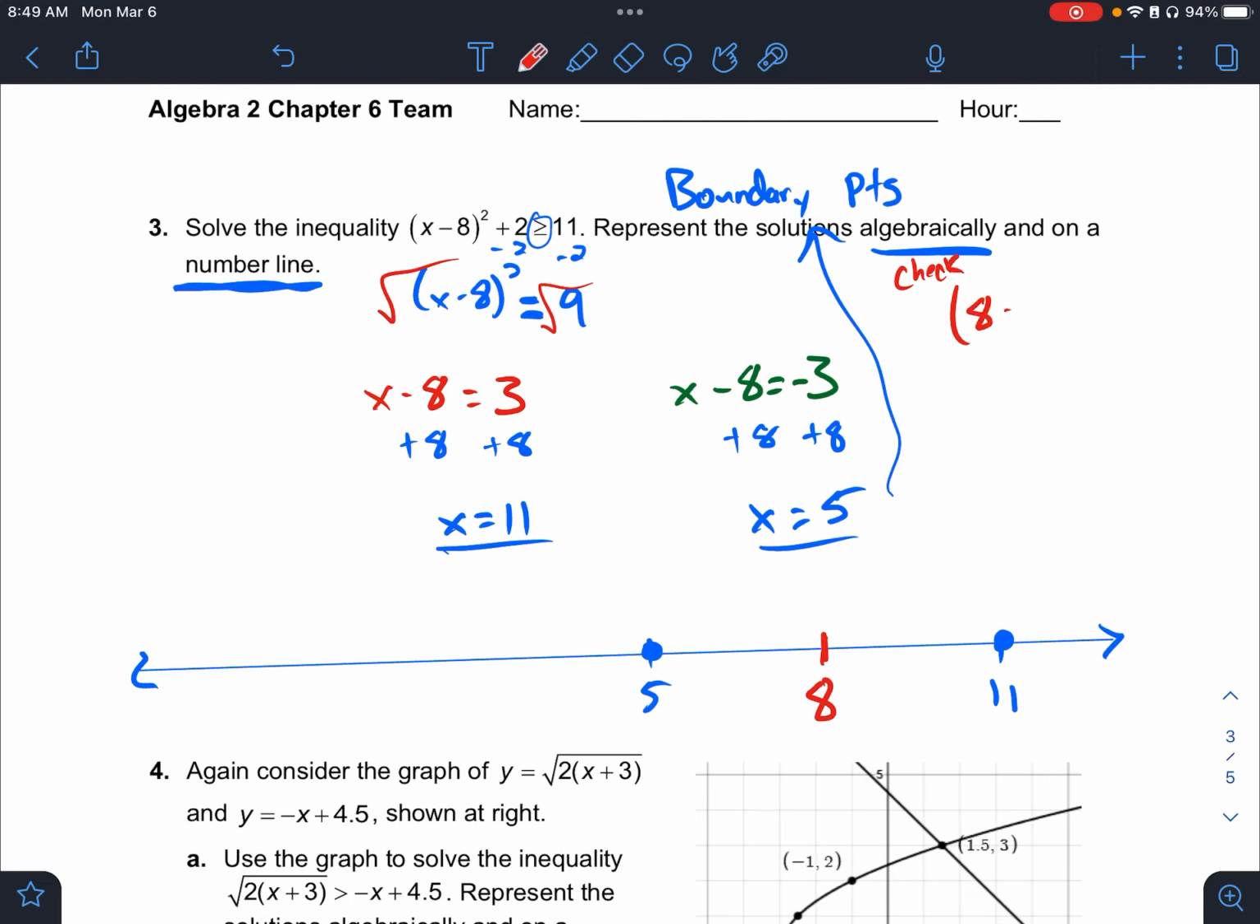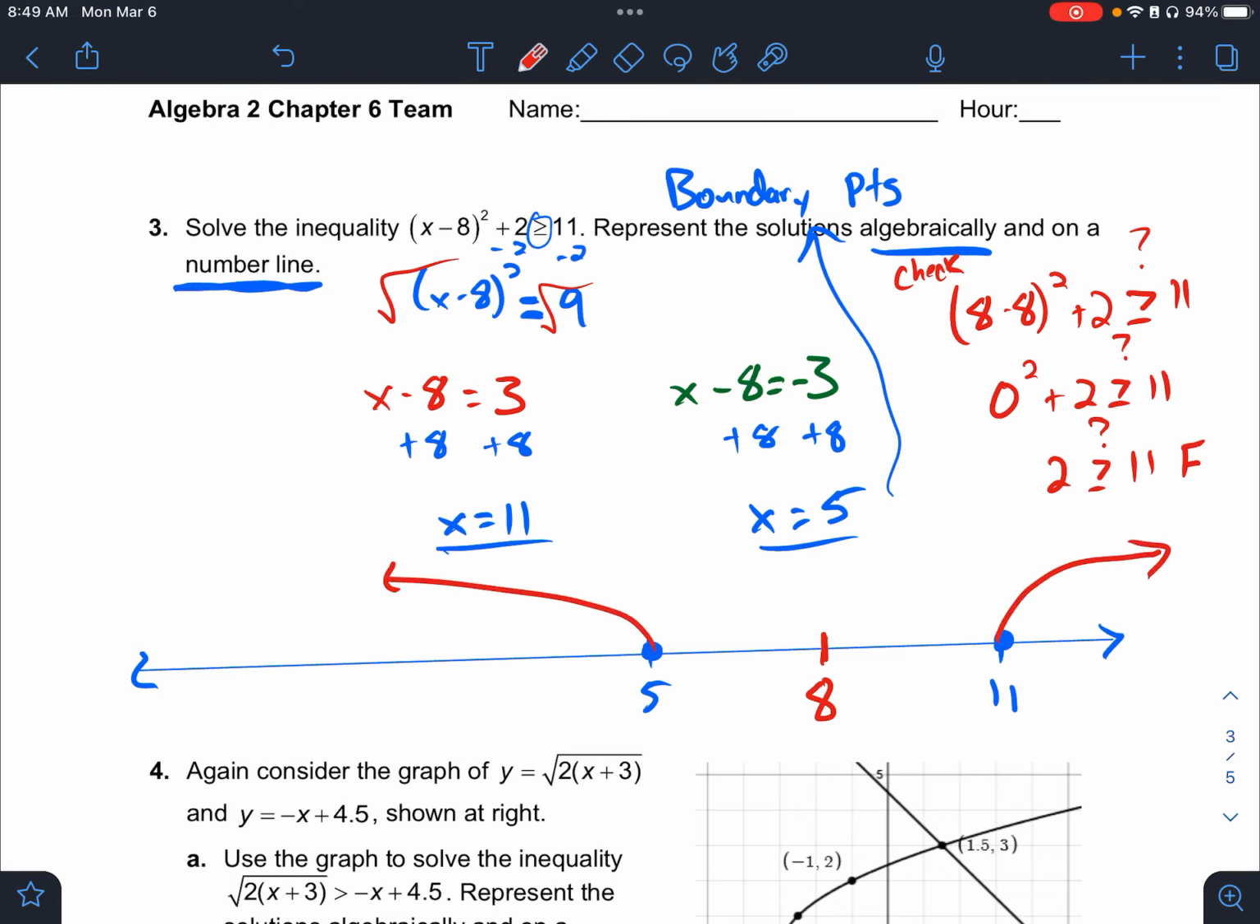I have 8 minus 8 squared plus 2. I want to know if this is greater than or equal to 11. So I have 0 squared plus 2 greater than or equal to 11, or 2 is greater than or equal to 11. This is false. So I know I am not shading that way. I'm going to shade the opposite ways.